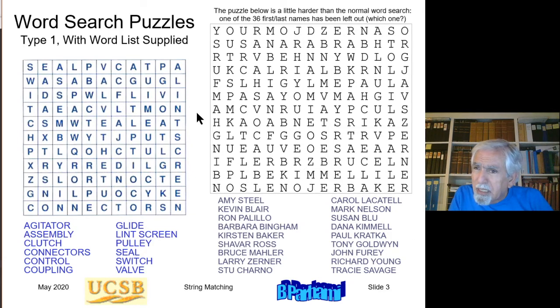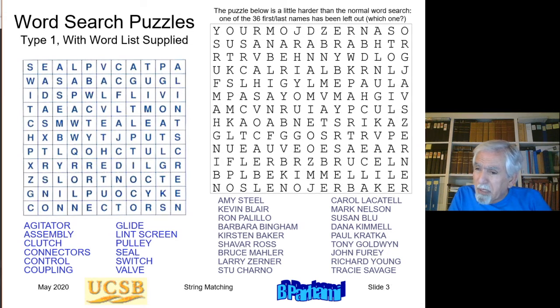The twist in this particular puzzle is that one of the 36 first and last names, so there are 18 names, which means there are 18 first names and 18 last names, so 36 things altogether to find, one of them has been left out. And then the solution to the puzzle is basically for you to say which one. Is it, for example, Paul? Is it Young? Which of these 36 items, names, is left out?